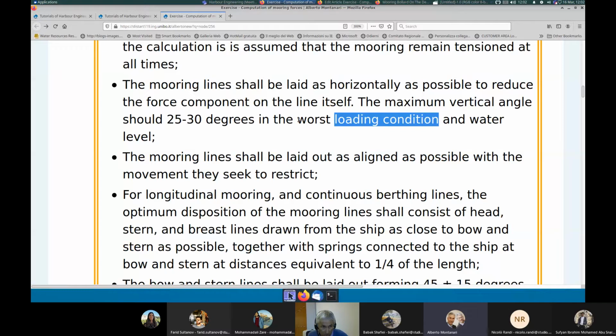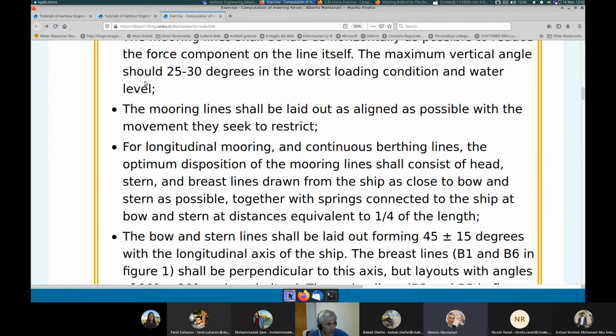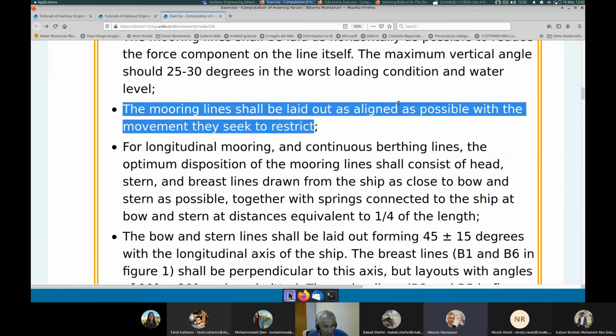So we have to take into account the worst one, and also it depends on the water level. So again, the worst condition is to be taken into account. Okay. Now, the mooring lines shall be laid out as aligned as possible with the movement they seek to restrict. Of course, because otherwise you have a component, it's the same reasoning as inclination. You have a component along a direction that is magnified if the mooring lines are not aligned with the movement they try to impede. You have a magnification of the forcing.